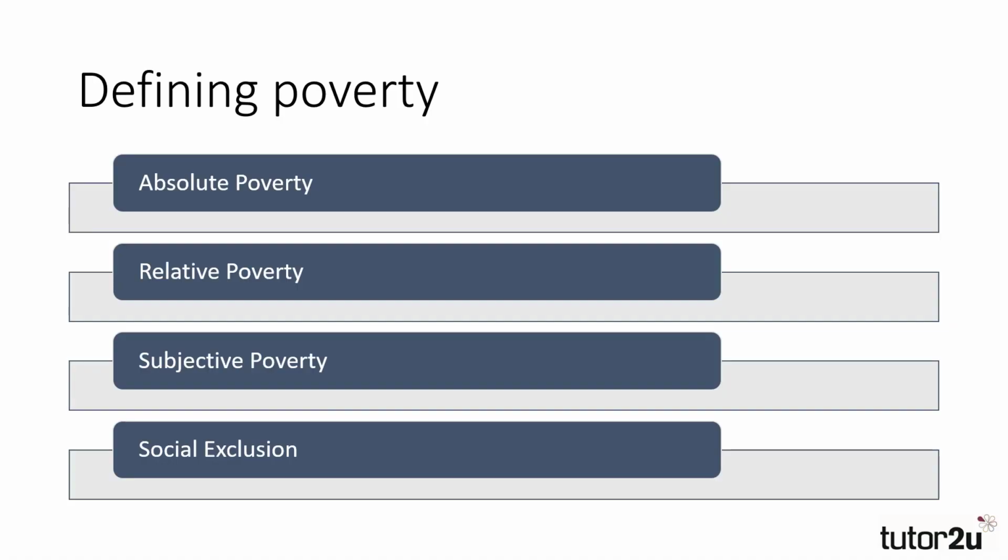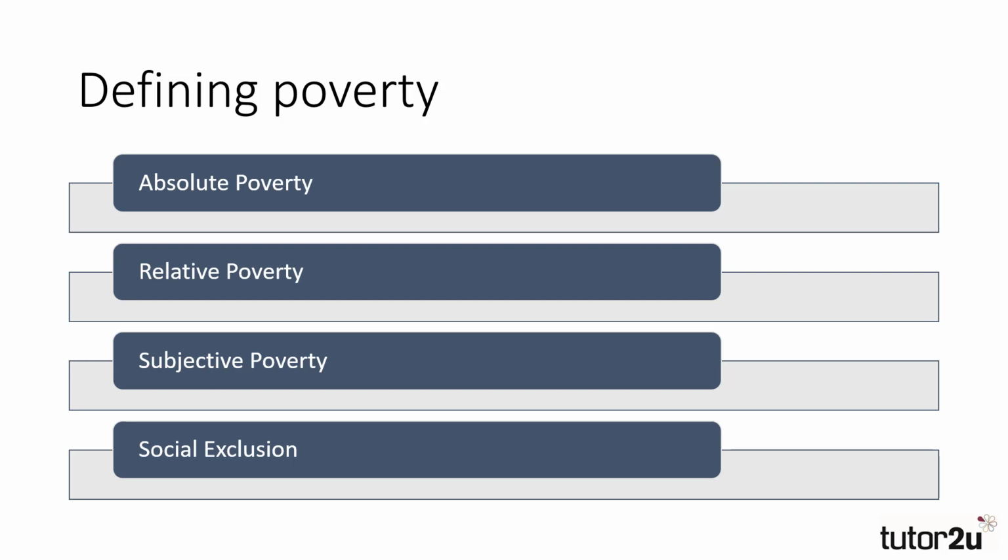In this video, we're going to examine how sociologists look to define poverty and outline some of the advantages and disadvantages of using each definition. There are four key definitions of poverty to examine when looking at work, poverty and welfare on the AQA A-level specification, and these are listed below.